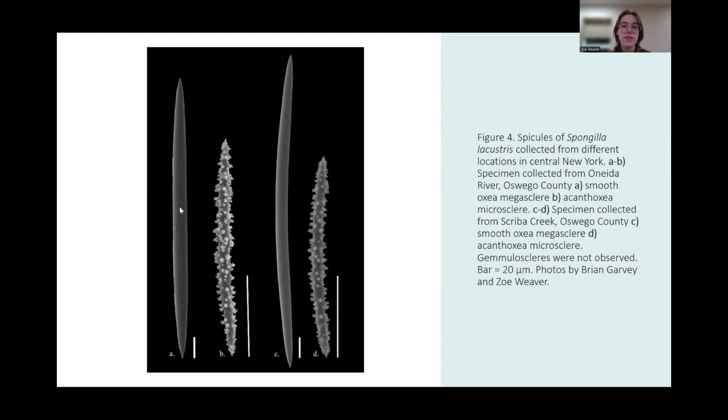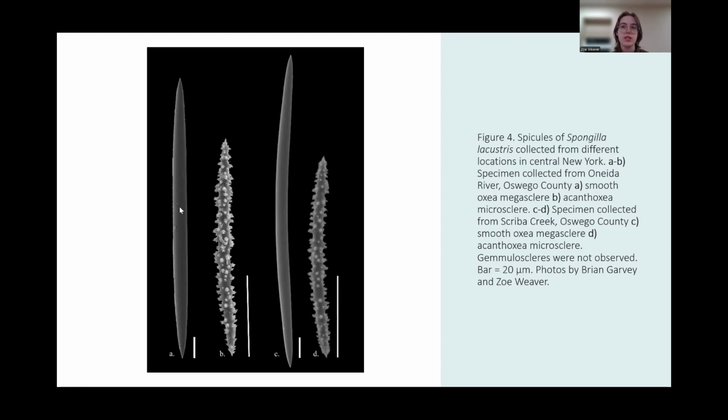Besides the creation of the catalog, this will also be able to compare the morphology of spicules of the same species that were from different locations or possibly collected at different times of the year to see if there's any differences between them. So here it shows the spicules of Spongilla lacustris. A and B were collected from Oneida River in Oswego County, and C and D were collected from Scriba Creek. This is a big portion of where we're moving next with this project.